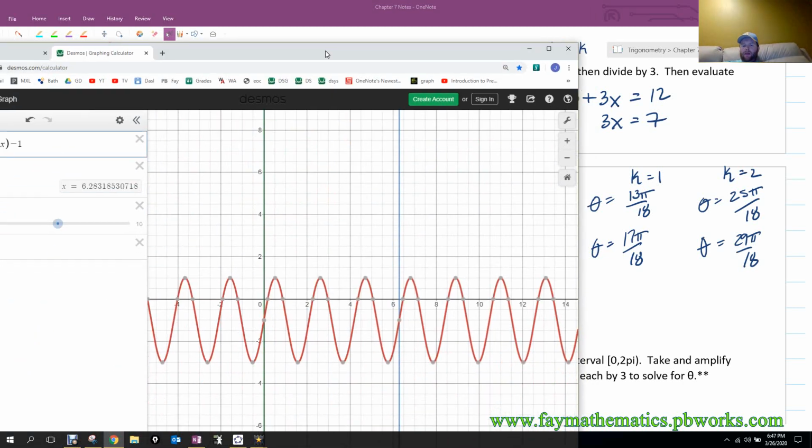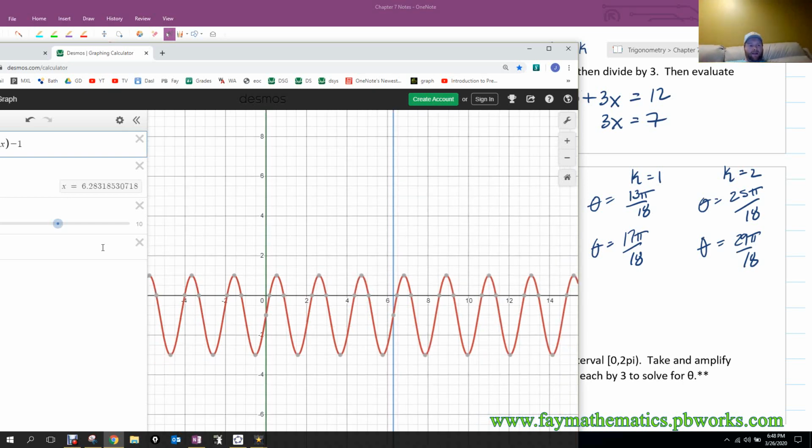Then we see 5 pi over 18, which was the first solution in that second line. Skip over to that one, there's 17 pi over 18. Then skip over to that one, and there's your 29 pi over 18. So Desmos is nice in that regard. It doesn't always give me those real nice results for my theta, but in this case it did.